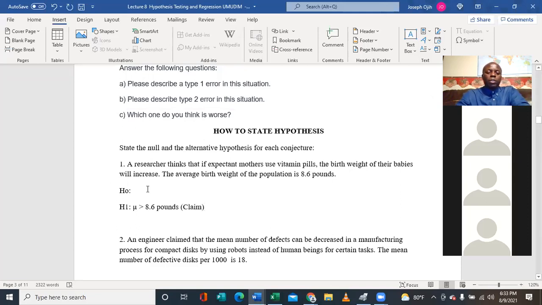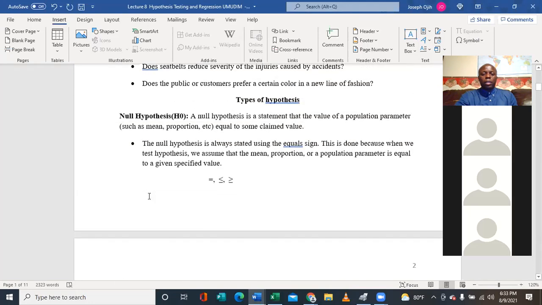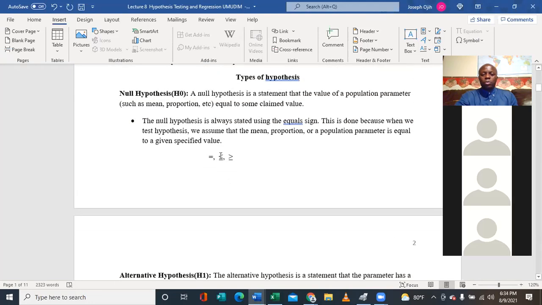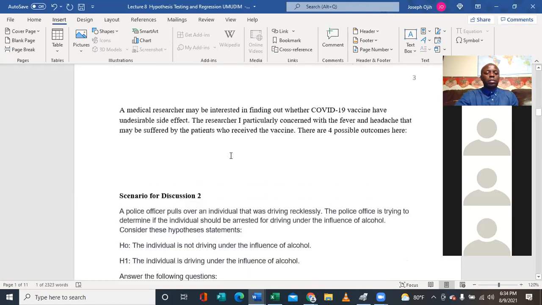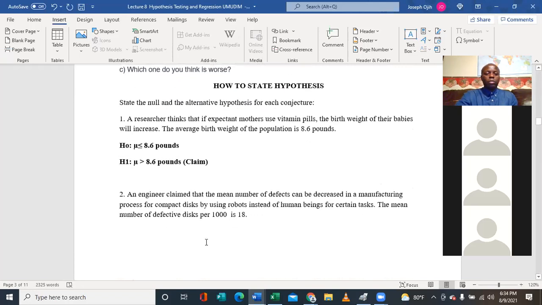Now, the null hypothesis is just the opposite of the alternative. Now the opposite of this is less than, but you cannot use less than here. You can only use less than or equal to in the null hypothesis. So we're going to use less than or equal to 8.6 pounds. And that's the hypothesis you have stated. Questions?